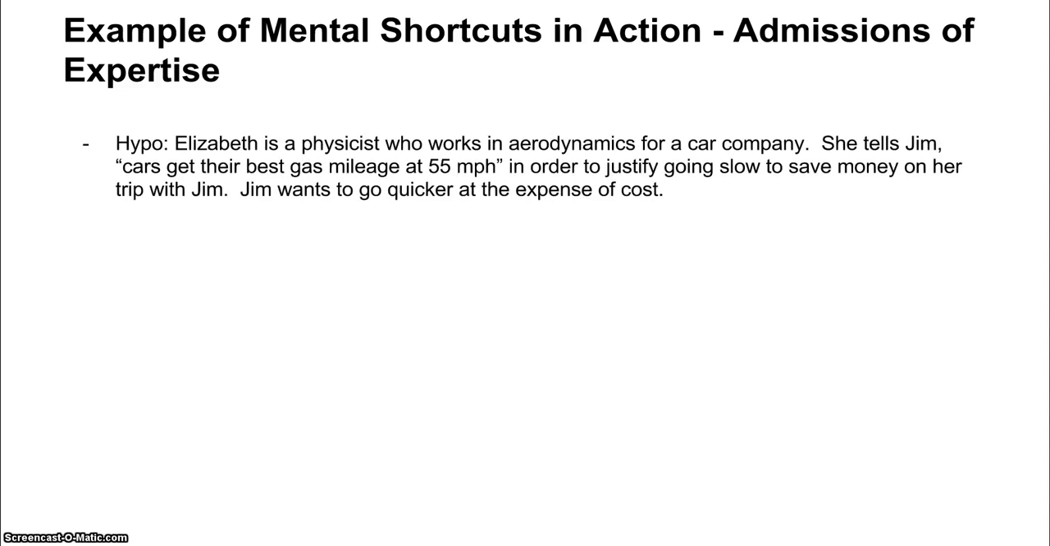Example of mental shortcuts in action: omissions of expertise. Hypothetical. Elizabeth is a physicist who works in aerodynamics for a car company. She tells Jim cars get their best gas mileage at 55 miles per hour in order to justify going slow to save money on her trip with Jim. Jim wants to go quicker at the expense of cost.